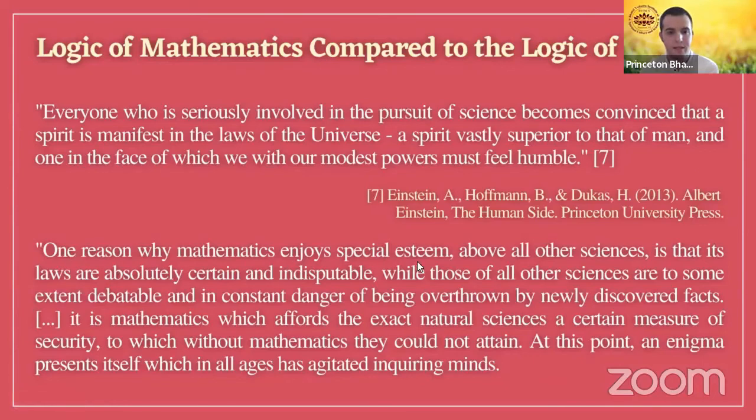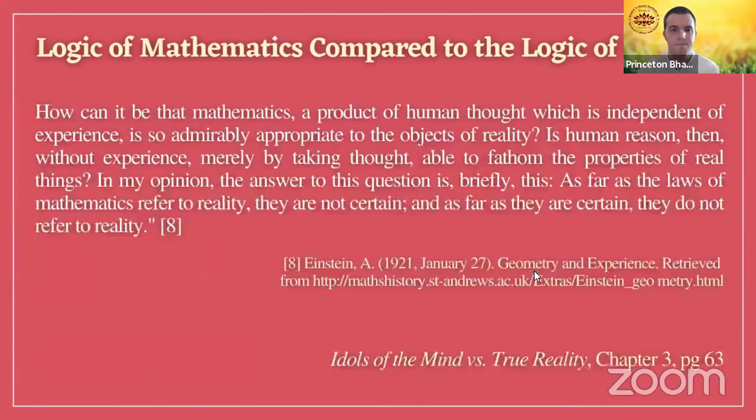One reason why mathematics enjoys special esteem above all other sciences is that its laws are absolutely certain and indisputable, while those of all other sciences are to some extent debatable and in constant danger of being overthrown by newly discovered facts. It is mathematics which affords the exact natural sciences a certain measure of security, to which without mathematics they could not attain. At this point, an enigma presents itself, which in all ages has agitated inquiring minds. How can it be that mathematics, a product of human thought which is independent of experience, is so admirably appropriate to the objects of reality?